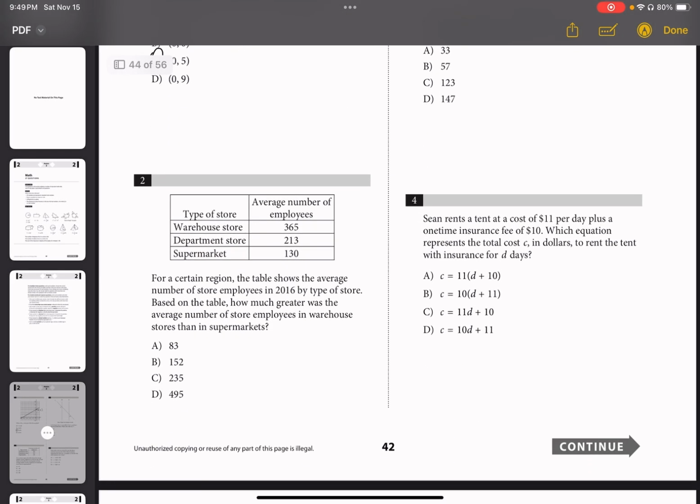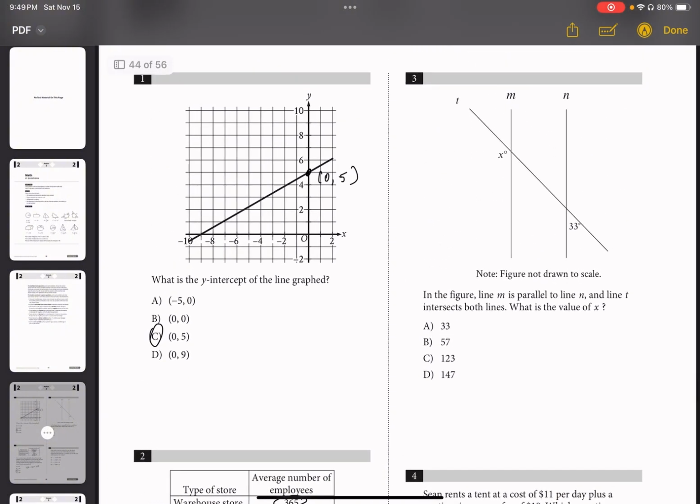Question 2. For a certain region, the table shows the average number of store employees in 2016 by type of store. Based on the table, how much greater was the average number of store employees in warehouse stores than in supermarkets? So all you're going to do is look at warehouse store, average number of employees, and then supermarket store, average, and do subtraction. And that's your answer. Okay, next question.